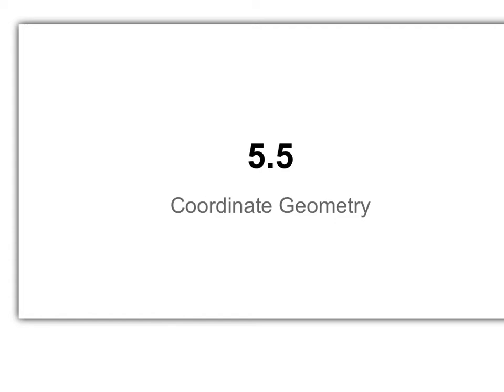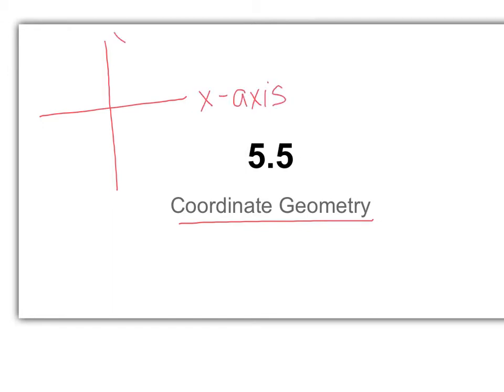Okay, today we're going to be doing section 5.5, which is talking about coordinate geometry. And we just need to do a little bit of review, and that is of a coordinate plane. So remember, a coordinate plane is made up of two axes, the x-axis and the y-axis. So we're going to be focusing on those today for the section.